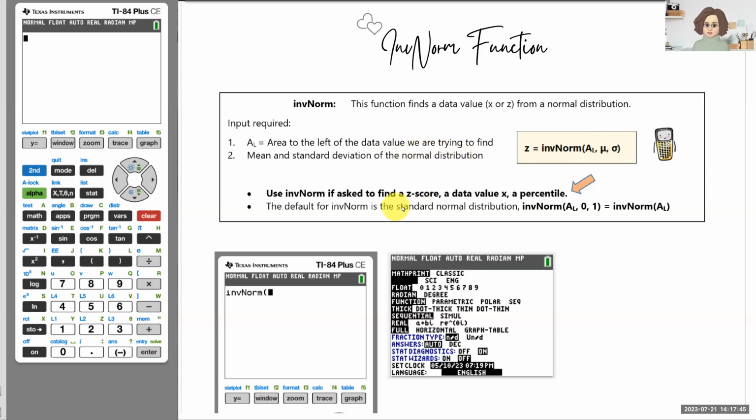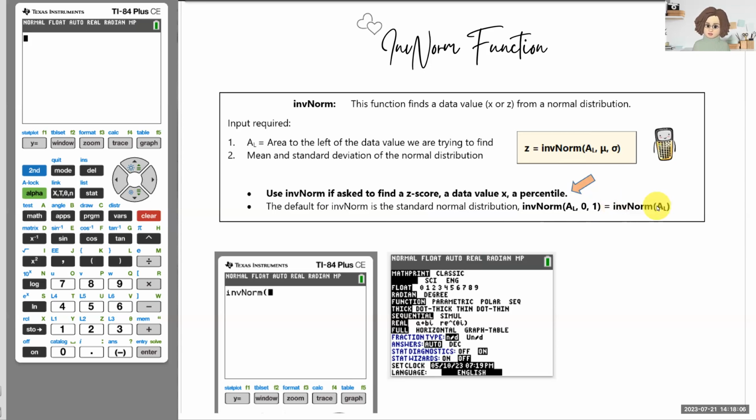But again, we're going to deal with standard normal, where the mean is 0 and the standard deviation is 1. Because that's the default on the calculator, if we do not type in a value for mu or sigma, it will assume that's what we would like to do. So we'll use our standard normal here.